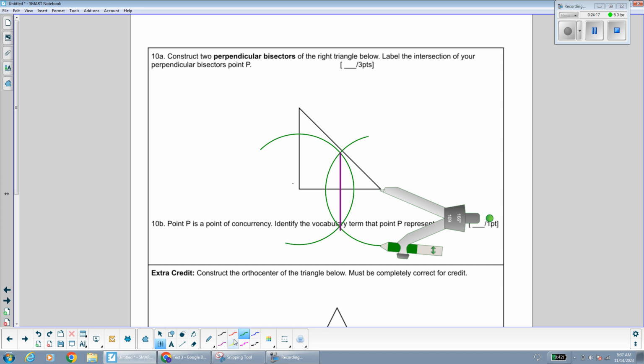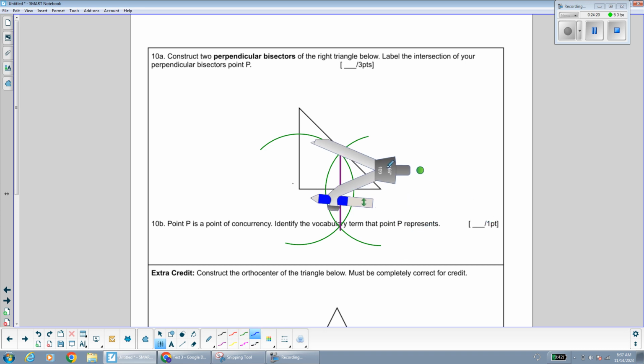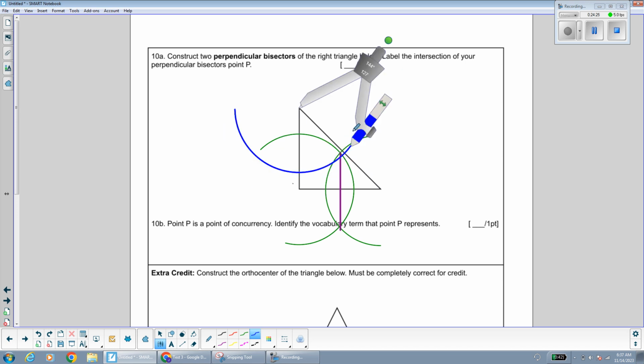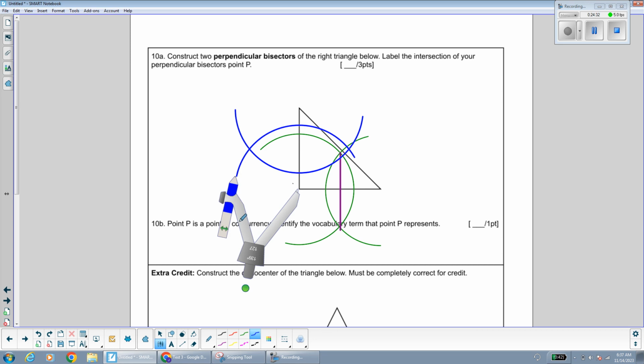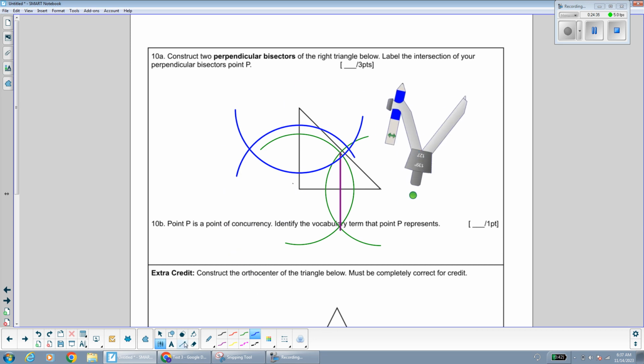And in this video, I'm not going to do the orthocenter construction. You can watch my weekly recap video called All Constructions, where I go through all of the constructions that we've learned so far. So this point right over here, where they intersect, is the point that they wanted you to label P. And once again, that is called the circumcenter.